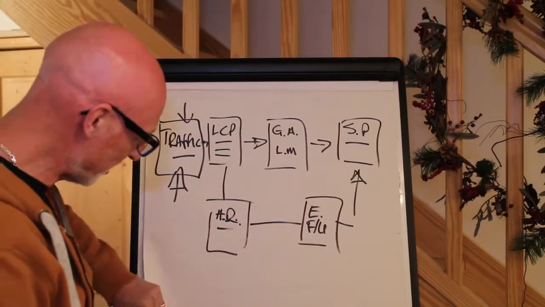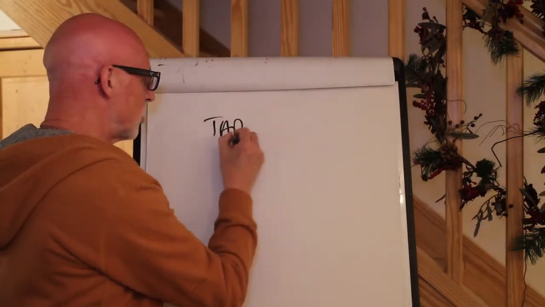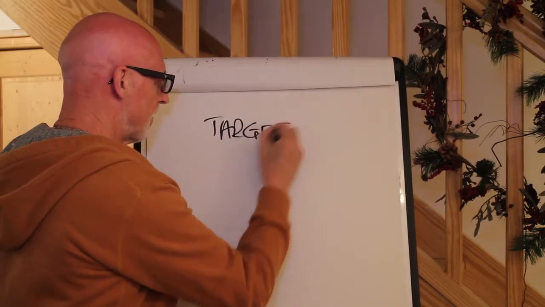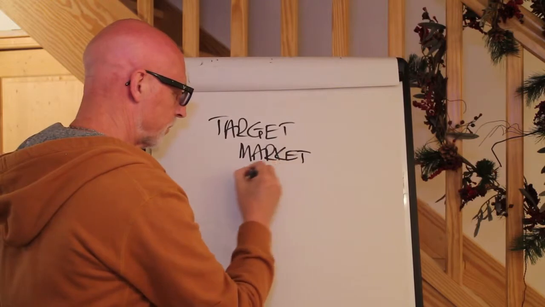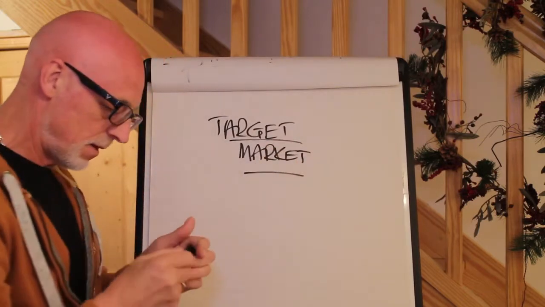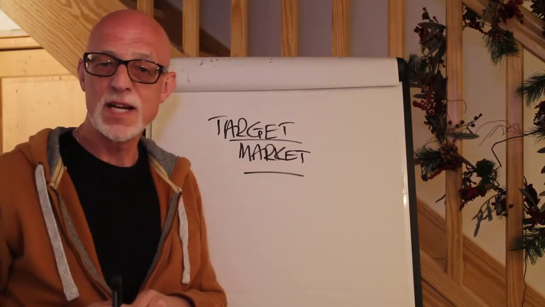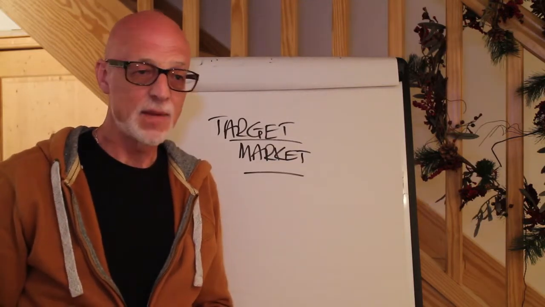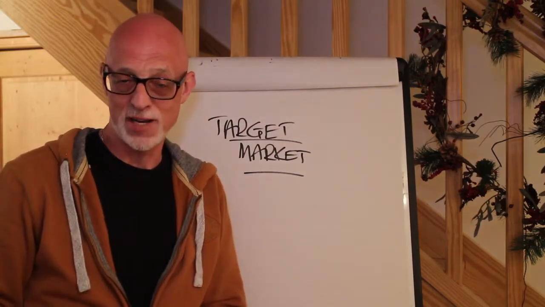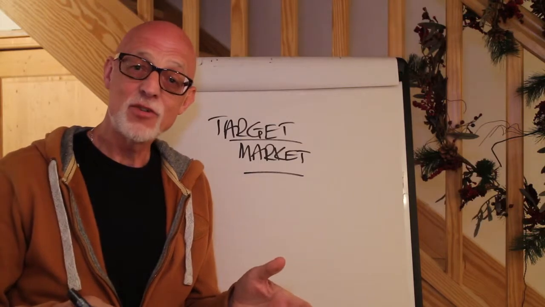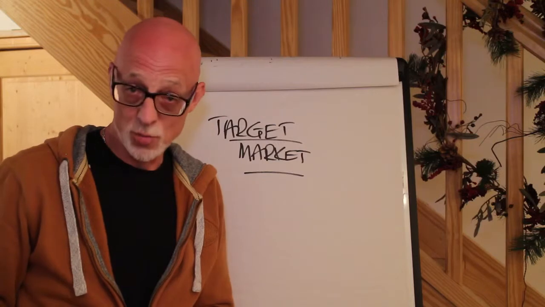I'm going to write this down. I don't think I can get this on the board. Let me write this down. So this is the thing that you need to understand. It's your target market. Because otherwise you'll end up in exactly the same position that we ended up when we were promoting our network marketing business. We were trying to sell to everybody. And as they say, if you try to sell to everybody, you will actually sell to nobody.